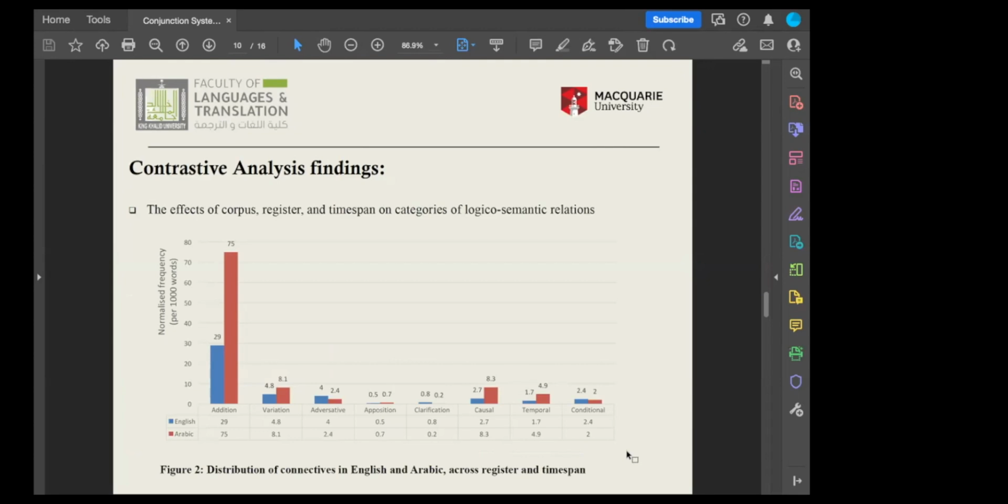Findings related to the logical semantic relations in the first contrastive analysis. When we look at the effect of logical semantic relations here in figure two, it shows Arabic tends to use higher frequencies of connectives across all logical semantic relations than English does, with the exception of the adversative and clarification relations. But for the rest, Arabic tends to use a higher frequency of connectives as well.